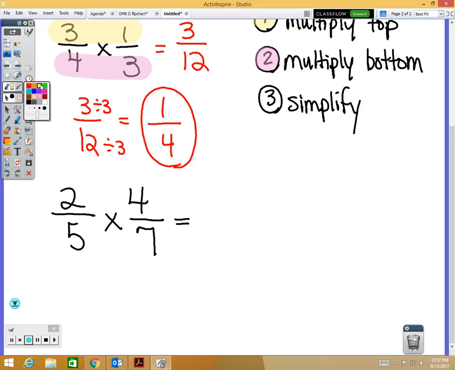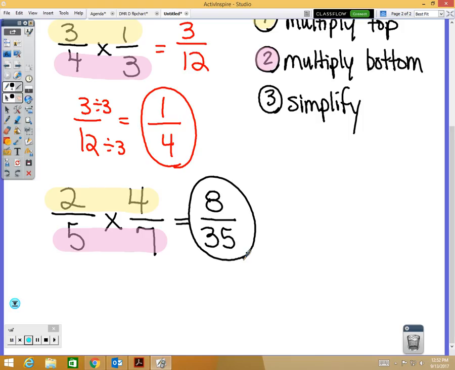Alright, so you should have first multiplied 2 times 4, and 2 times 4 is 8. And then you should have multiplied 5 times 7. 5 times 7 is 35. And then you ask yourself, can I simplify? Is there anything I can divide 8 by that I could also divide 35 by? Nope. So we're finished. Easy, right?